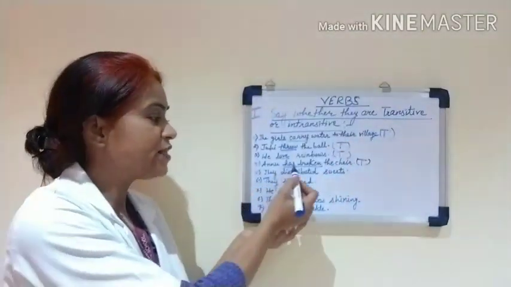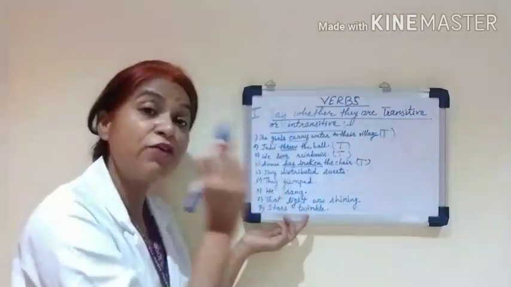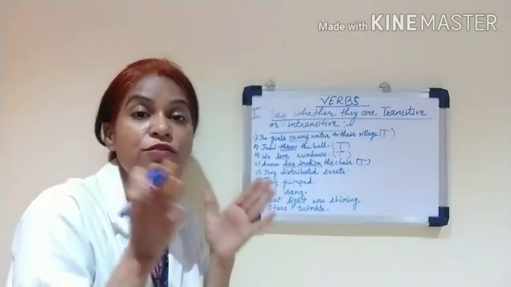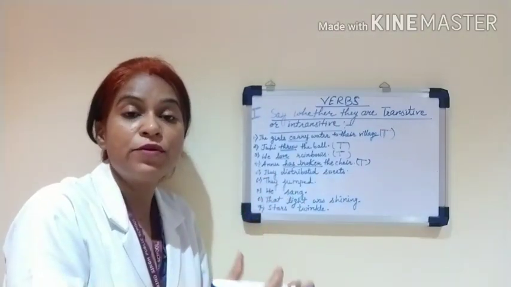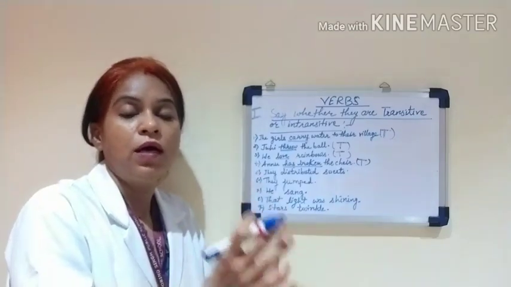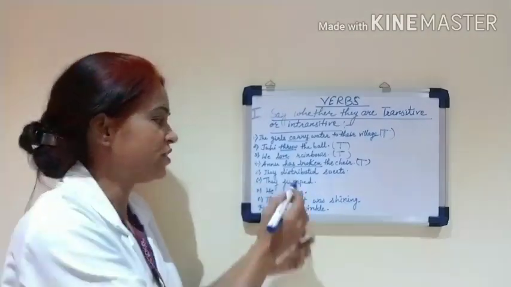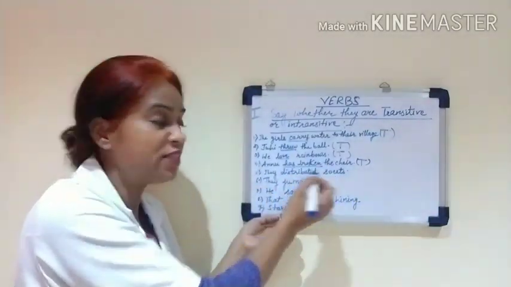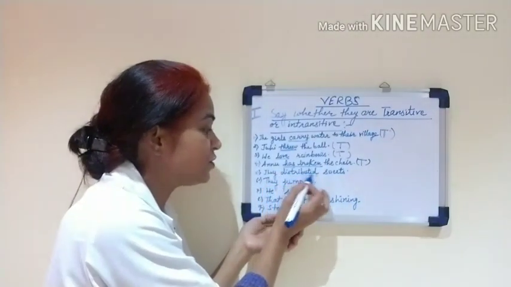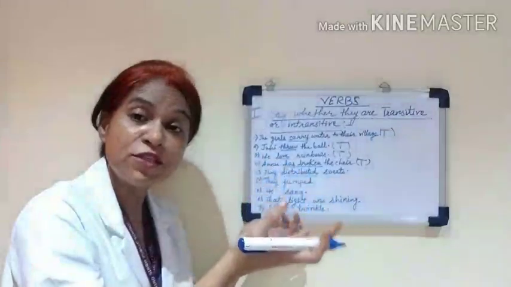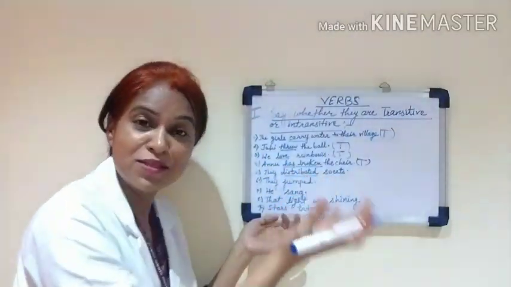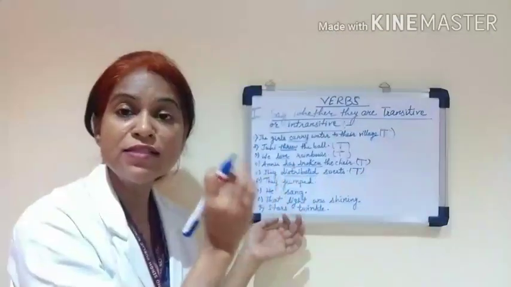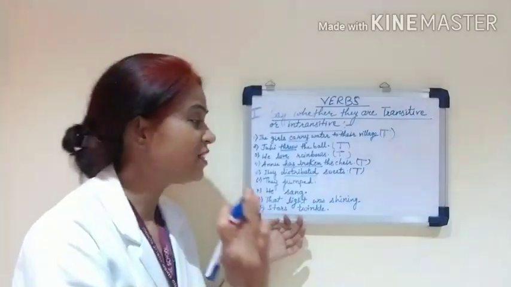Next, they distributed sweets. Pick out the verb first. Whenever you want to find out transitive and intransitive verbs, first of all find the verb and ask a question from yourself: what or whom? Here I am applying it. They distributed sweets. What is the verb here? Distributed. What distributed? Sweets. So this is also a transitive verb. This verb demands an object to complete the sentence.